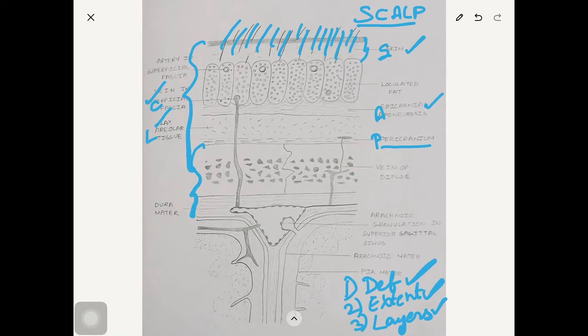Now the second layer, dense connective tissue. You can appreciate in this picture dense connective tissue which is made of fibrofatty tissue. So it is very dense. So the swellings of the scalp are very painful because there is no space for the swelling to expand. Not only in the scalp, wherever there is dense connective tissue, the swellings are painful. This layer contains large blood vessels and nerves.